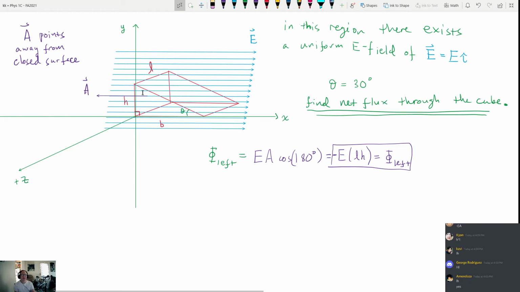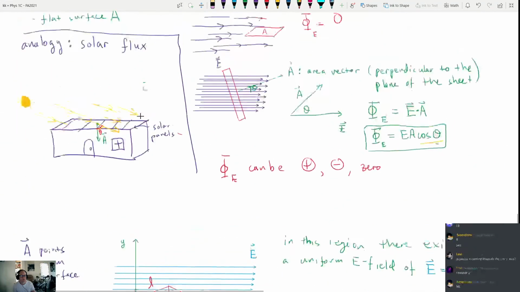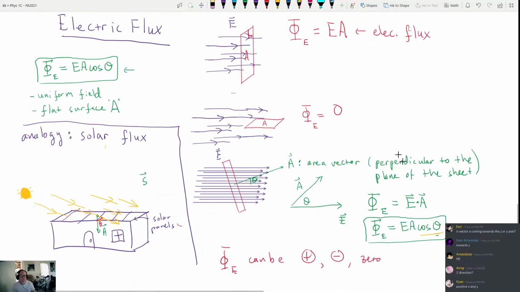All right, what about if I come to the front surface? Let's do the front surface. This is going to be the front side, okay? What direction do I draw the area vector on the front surface? On this surface, how do I draw... I remember, where did I say it? Somewhere. Area vector, perpendicular to the plane of the sheet, right?